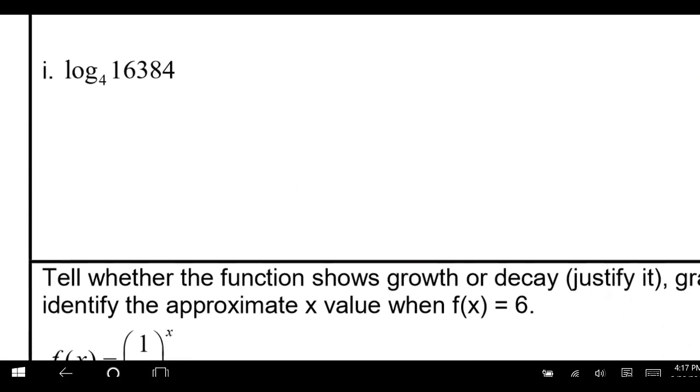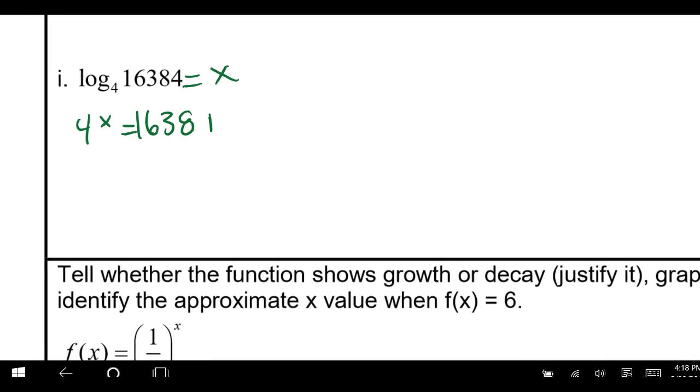Okay, last one. Don't let the big number scare you. Same steps as before. This is equal to some number x. 4 to the x equals 16,384. And we just need to figure out how many times we need to raise the power of 4 to get to this number. Okay, so let's go ahead and do the same thing. Now I know from the previous problem that 256 was 4 to the 4th. So let's keep going from there.